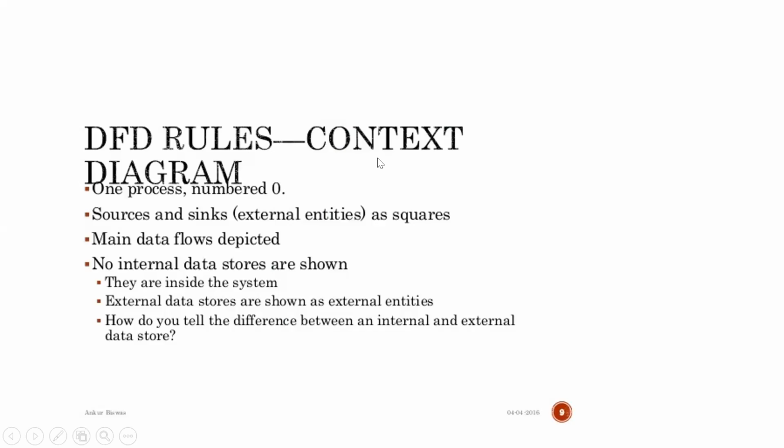The rules for the context diagram: there is only one process in the context diagram. It is mentioned as process 0. It has its sources, that is inputs, and sinks as output. The main data flow is depicted here, and the internal data stores are not mentioned in the context diagram. They are inside the system. External data stores can be shown as external entities in the context diagram.